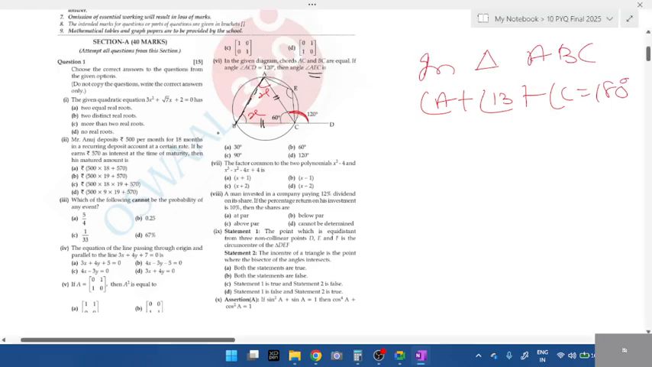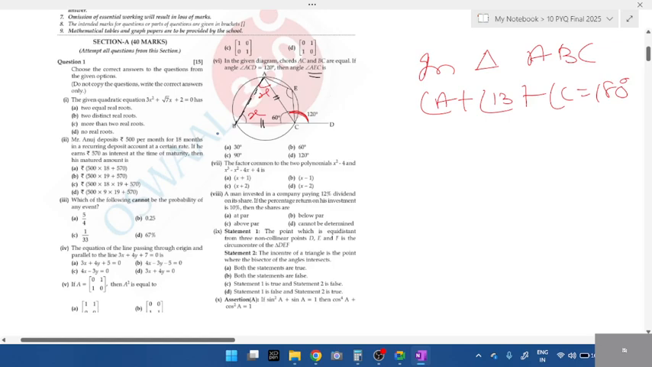All of you will try this. Find B. Add A plus B plus C. Tell me the value of A, C. 60, if both are equal.